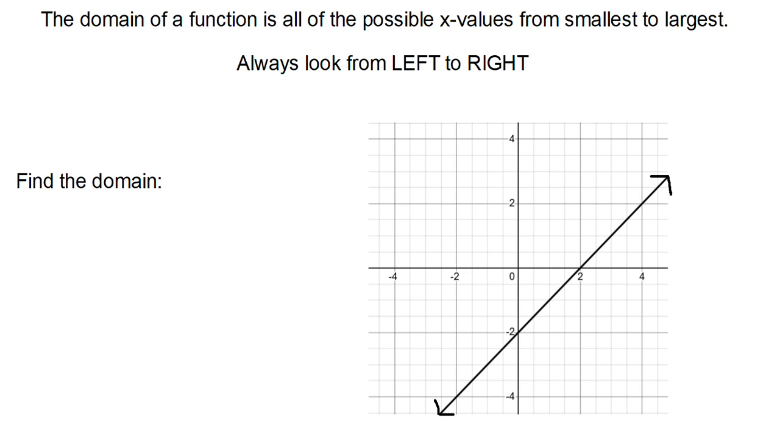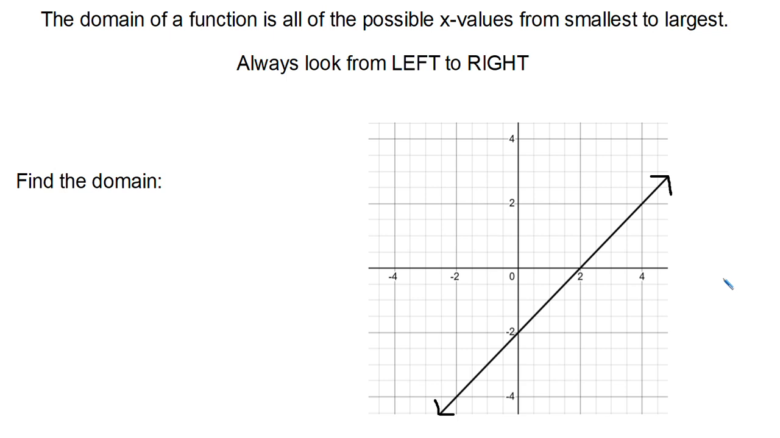When you're asked to find the domain of a function given its graph, what you're really being asked to do is list all of the possible x values from the smallest one to the largest one. So we talk from the smallest to the largest. Smaller x values are to the left over here, and larger x values are to the right over here. So we always want to look from left to right when we do this.